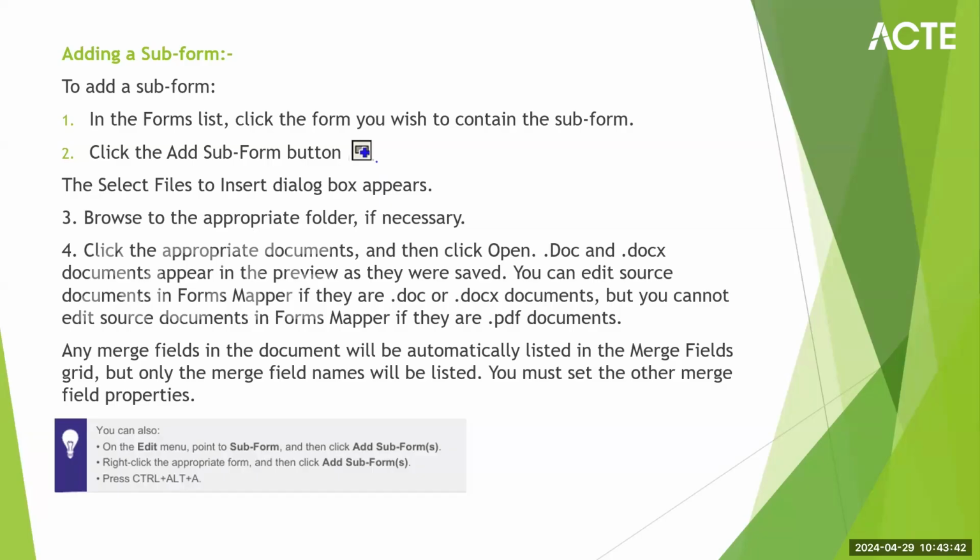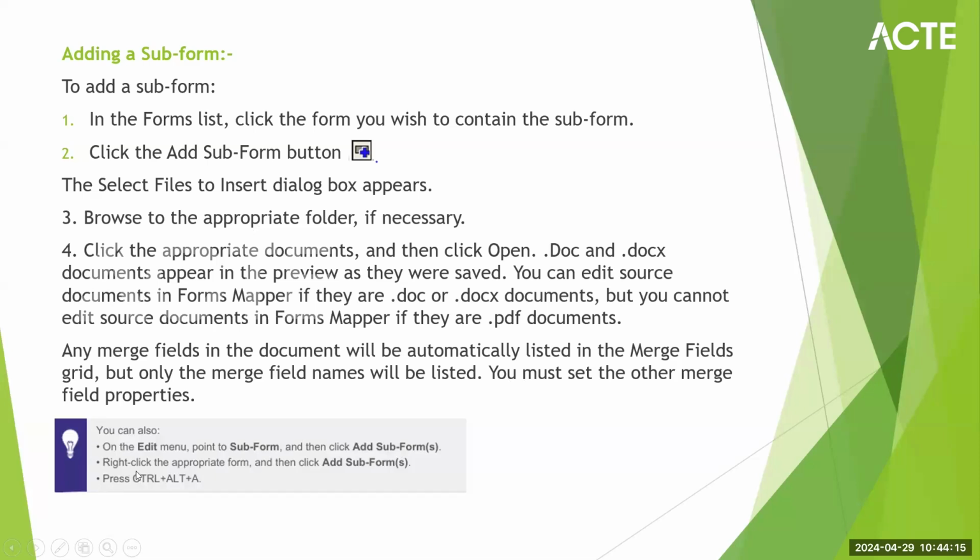Any merge field in the document will be automatically listed in the merge field grid, but only the merge field name will be listed. Suppose in a subform you already have name, email ID and phone number. Those merge field names will be automatically added when you add that subform, but the merge fields will be blank. You need to add those merge fields. Merge fields are nothing but mapping fields.